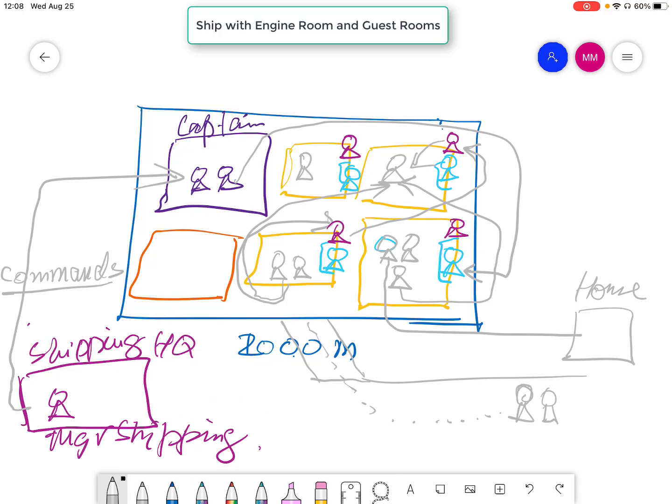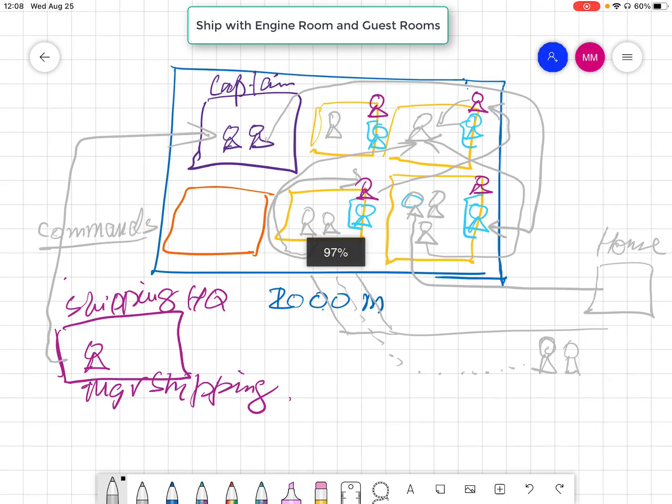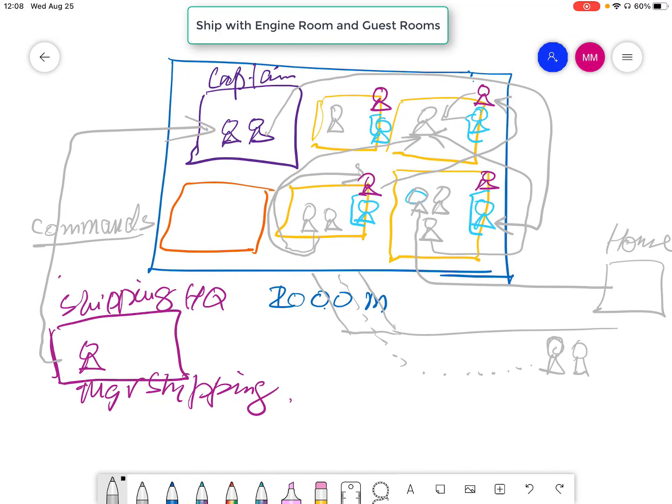So you've got people, and you have two people standing on each door doing things. Sometimes the command comes from the captain, and sometimes the command or the request comes from other guests who want to talk to each other. Okay, so that's the story of Kubernetes.